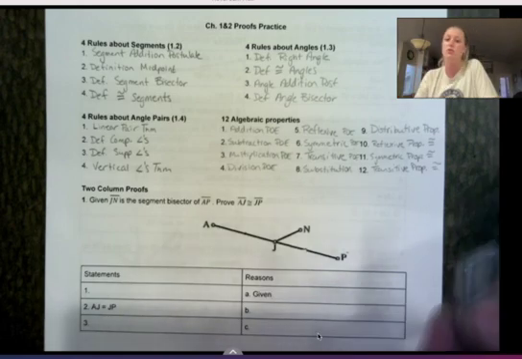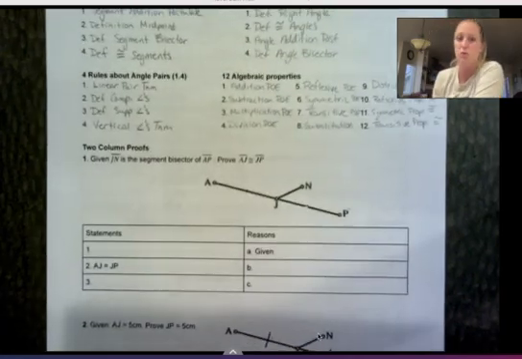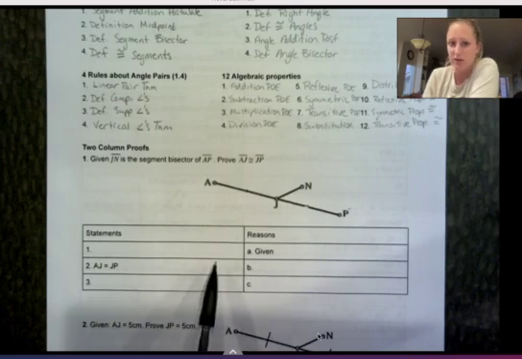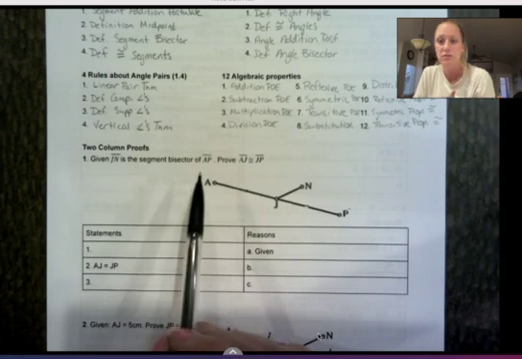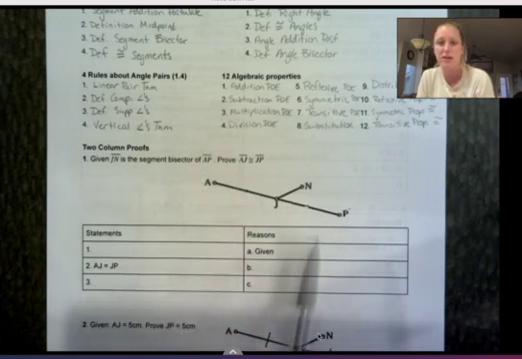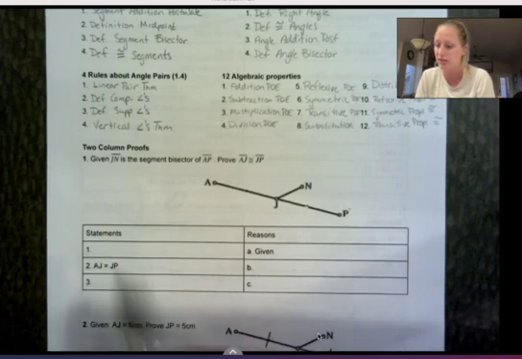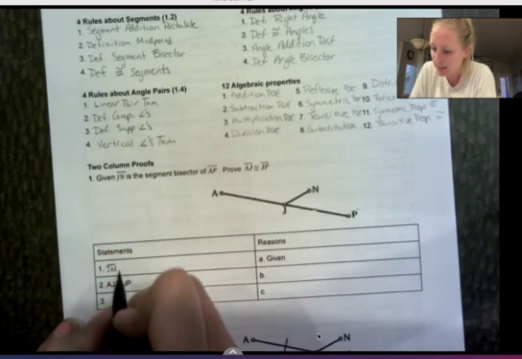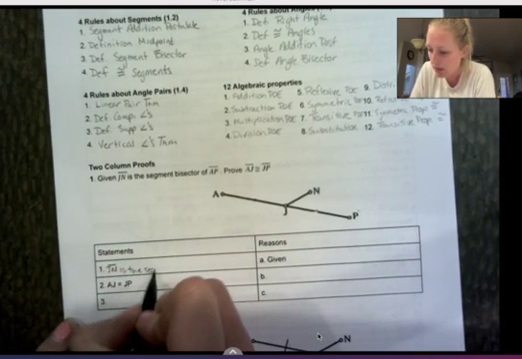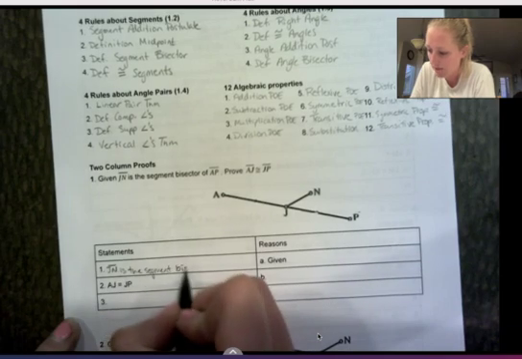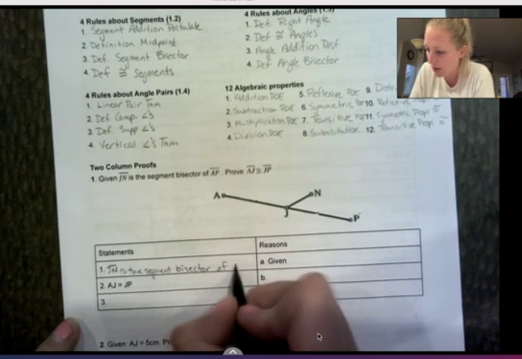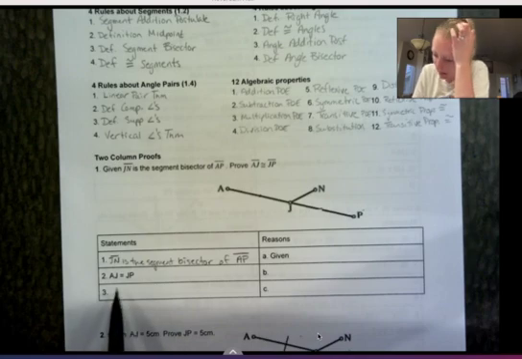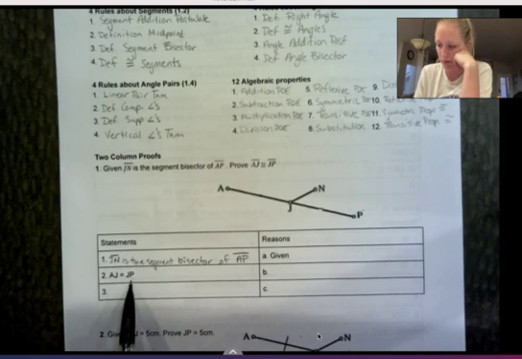All right, so let's try a 2-column proof. Remember, we always start a proof with what we are given. So given is the reason, and we need a statement to say what exactly we are given. In this one, there is something in words that says given, and remember, anything from the picture is also considered a given. So we are given this: JN is the segment bisector of AP. So we are just copying exactly that. It's given, okay?